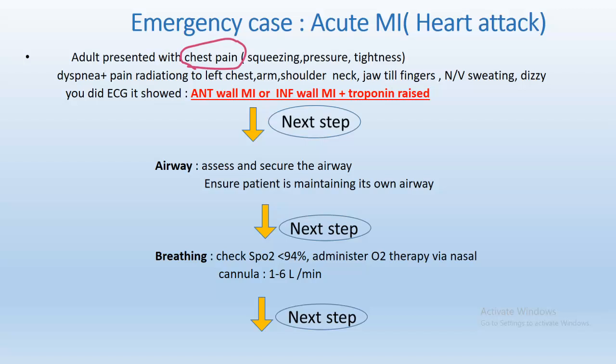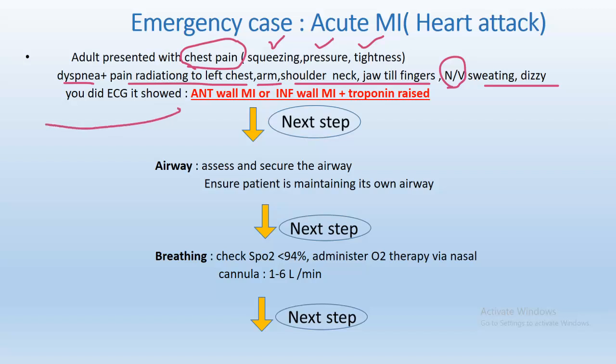The patient will describe the chest pain as squeezing, pressure, or tightness, and the patient has shortness of breath. The pain radiates to the left chest, and it can also radiate to the right chest. So you should not think that if the patient has right chest pain he cannot have MI; he literally can have an MI. The pain may also radiate to the arm, shoulder, neck, jaw, and fingers, with nausea, vomiting, sweating, and dizziness.